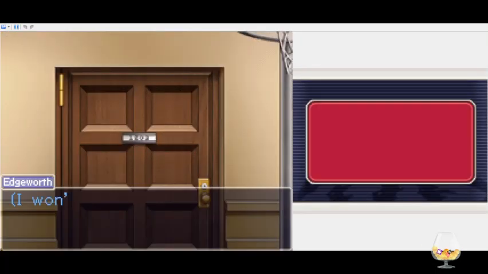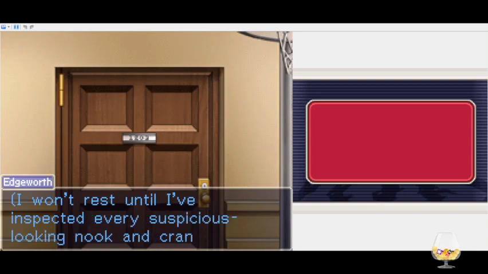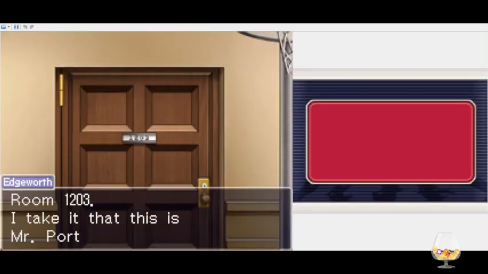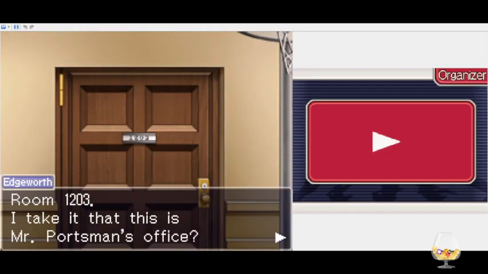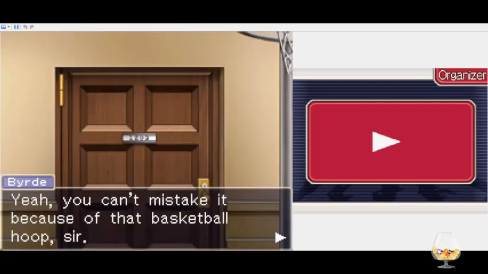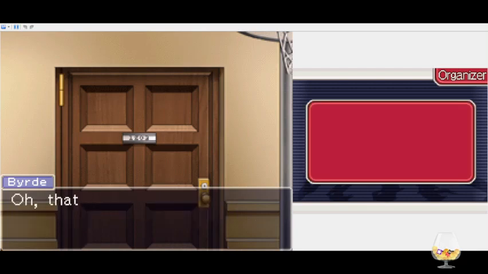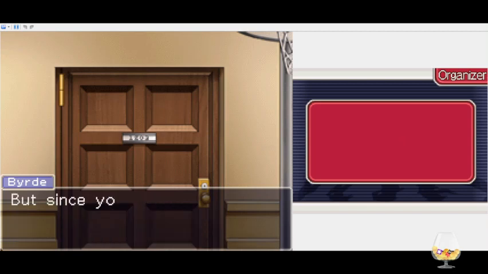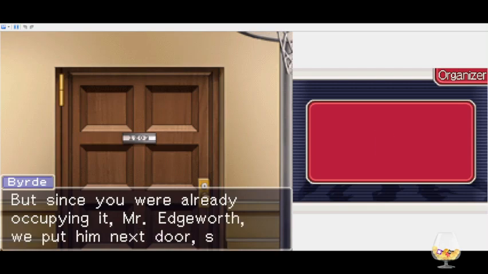I guess, is this his room? In 1203. I take it this is Mr. Portsman's office. Yeah, you can't mistake it because of that basketball hoop, sir. Oh, that reminds me. Mr. Portsman had actually wanted room 1202 really badly. But since you were already occupying it, Mr. Edgeworth, we put him next door, sir.